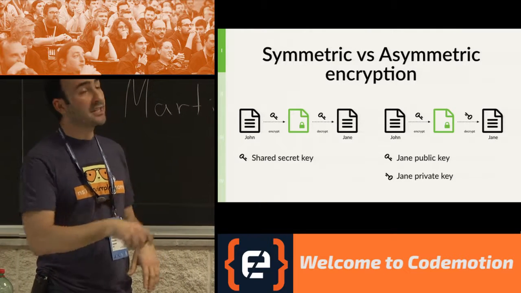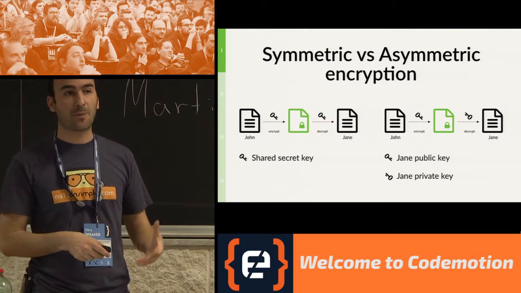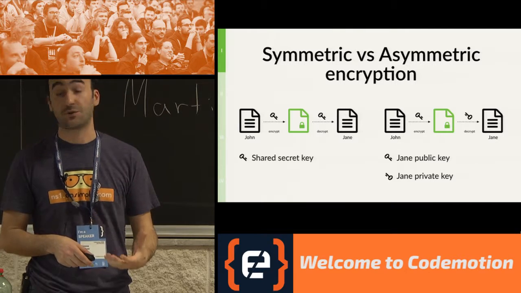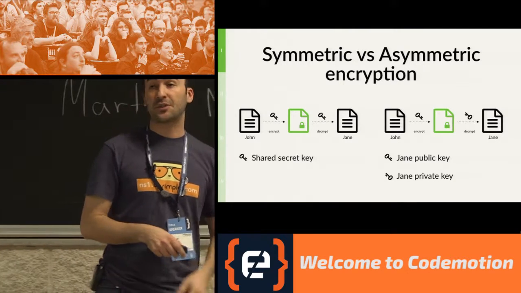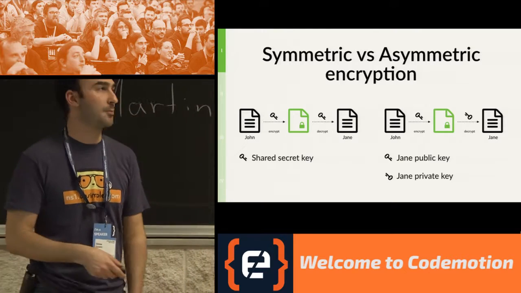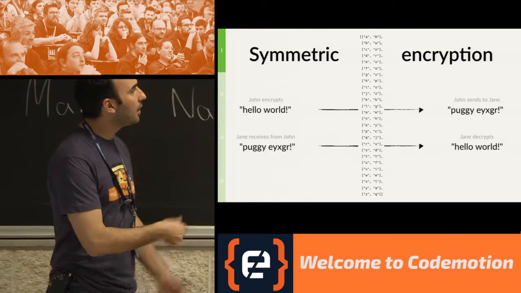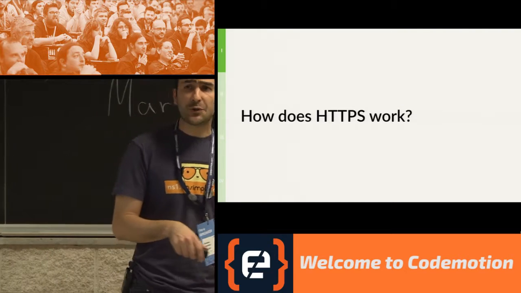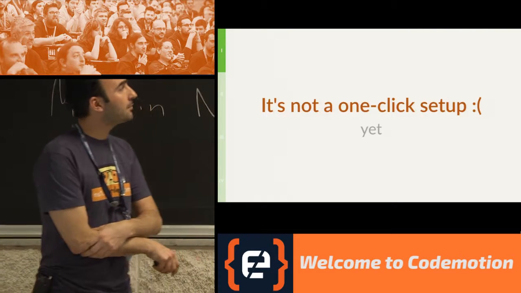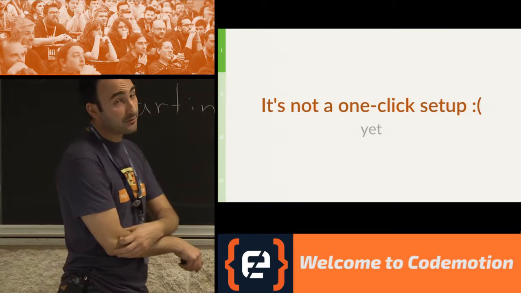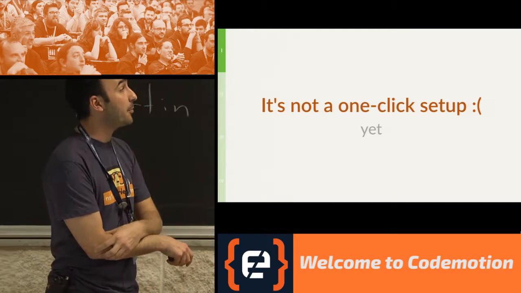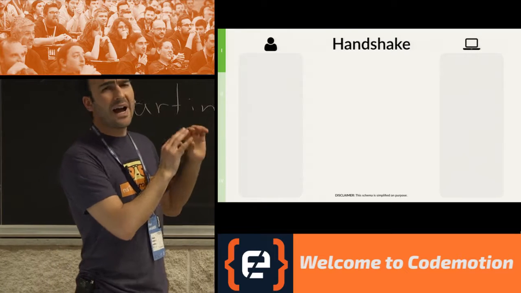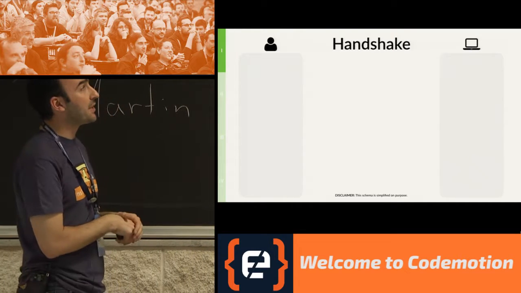Symmetric encryption is less robust, but it's faster. Asymmetric encryption is really slow, but it's a little bit more robust. Okay, so that's the graph of symmetric encryption. How does HTTPS use that? Well, first of all, unfortunately, it's not a one-click setup yet. That's a very high-level overview of the HTTPS connection.